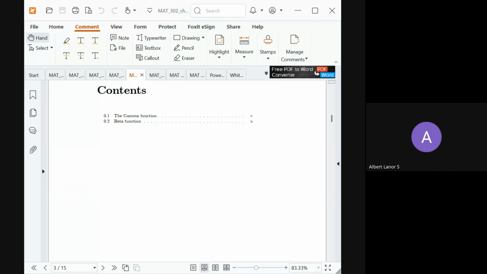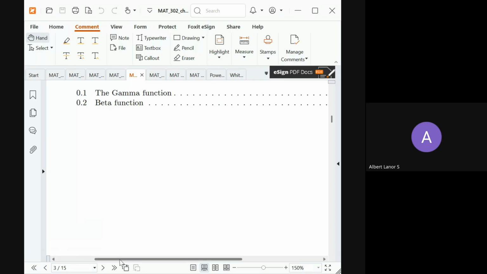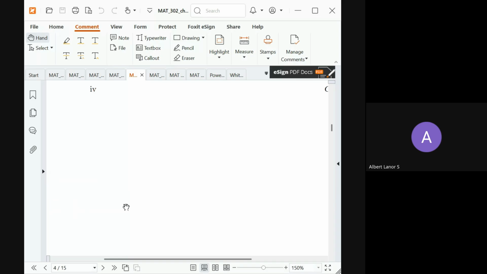Okay, so let us progress with the special functions. Now, there are two special functions we ought to know about: the gamma function and the beta function. The gamma function and the beta function.